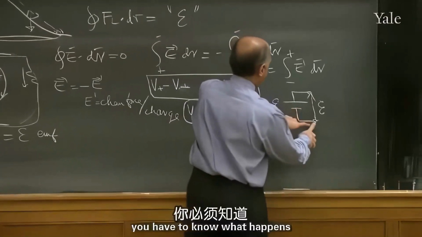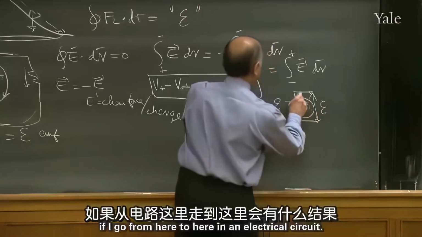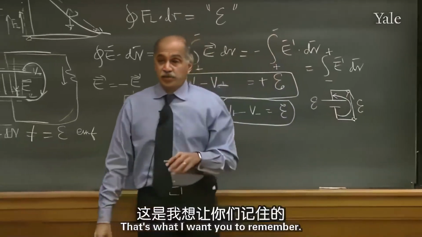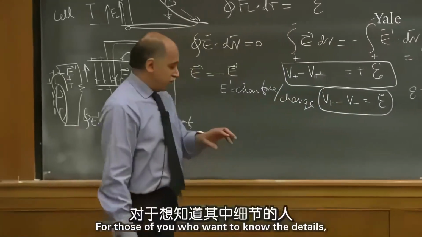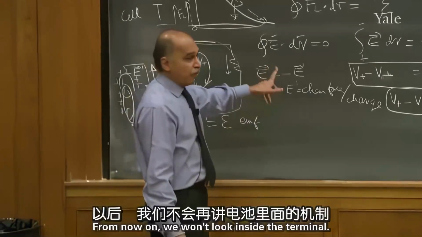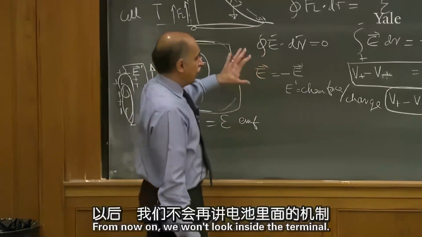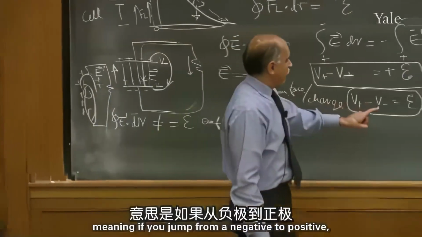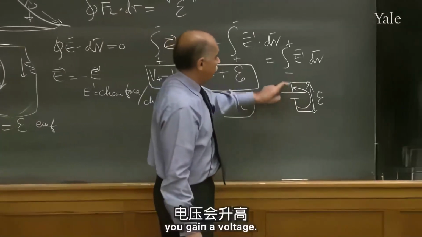You have to know what happens if I go from here to here in an electrical circuit. I go up in voltage equal to E. That's what I want you to remember. For those of you who want to know the details, this is the reason that happens. So from now on, we won't look inside the terminal. We'll take every battery to have an EMF E, meaning if you jump from negative to positive, you gain a voltage.